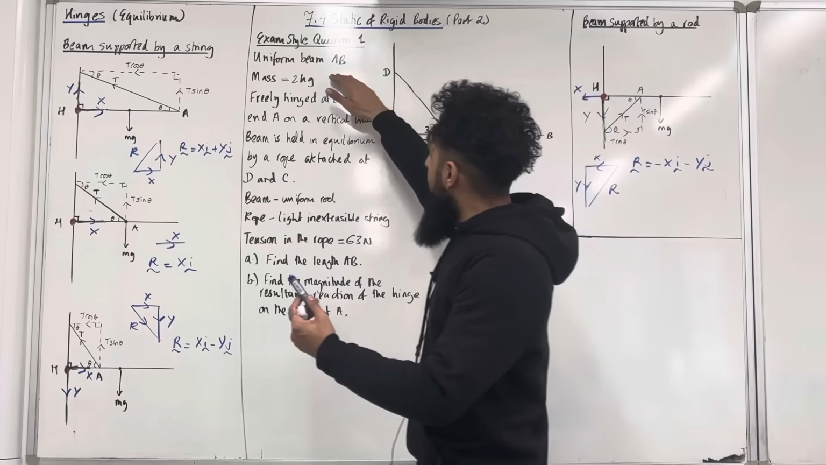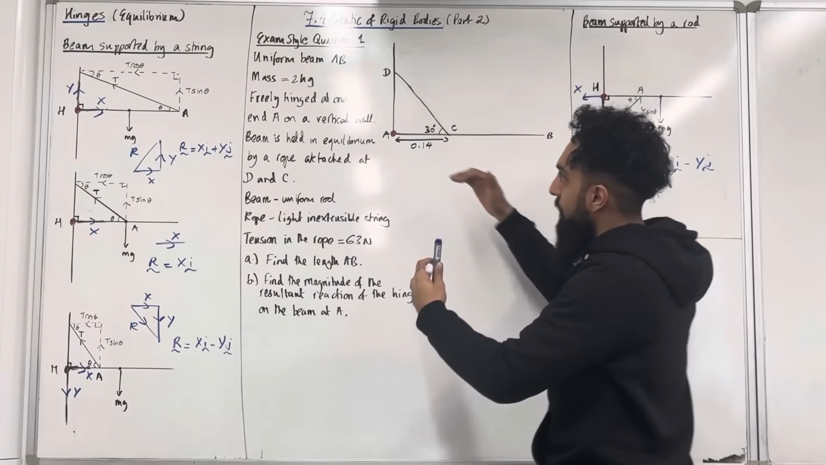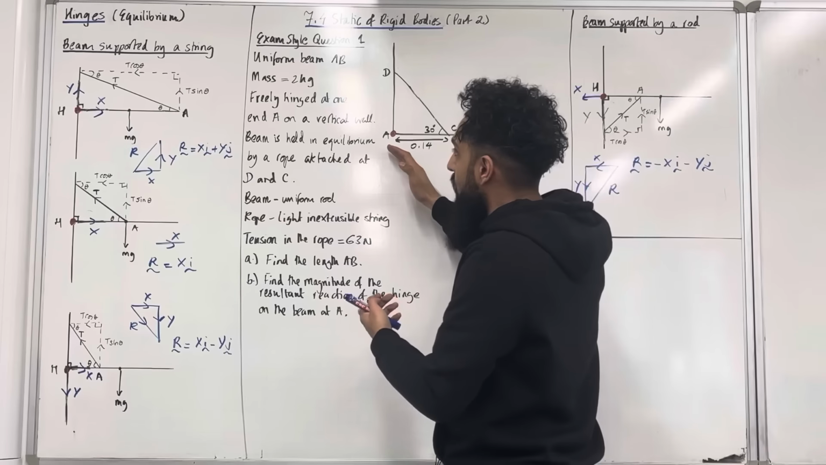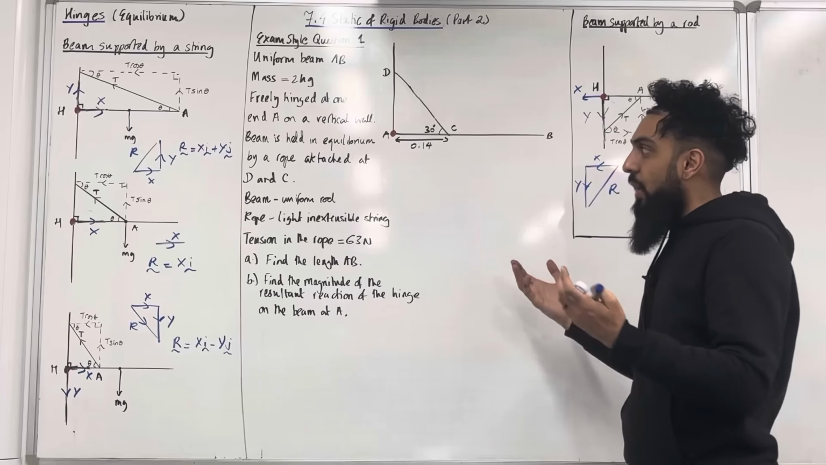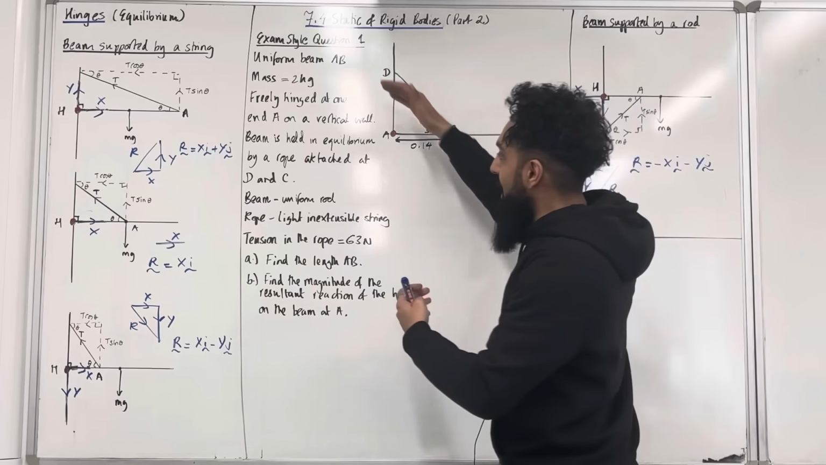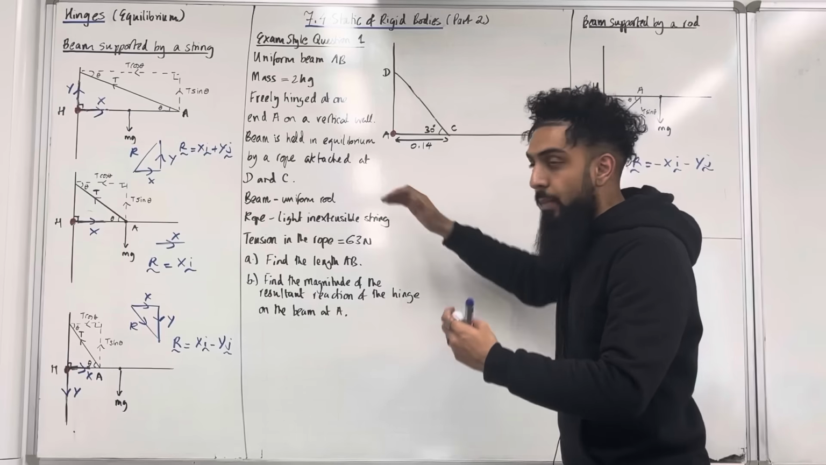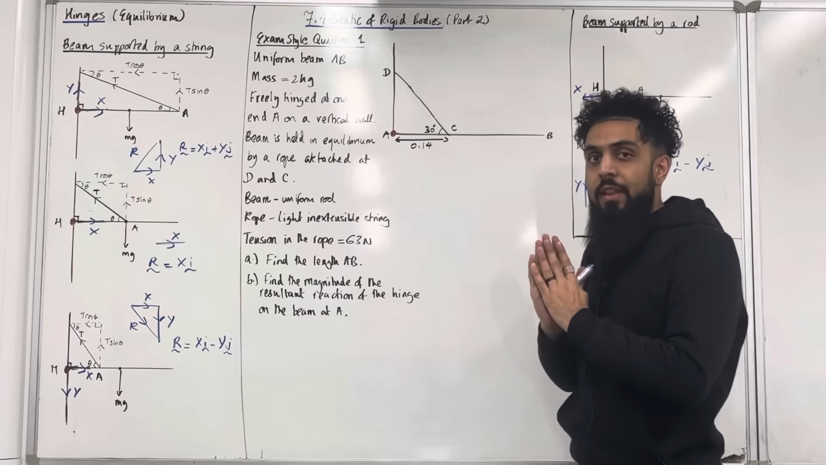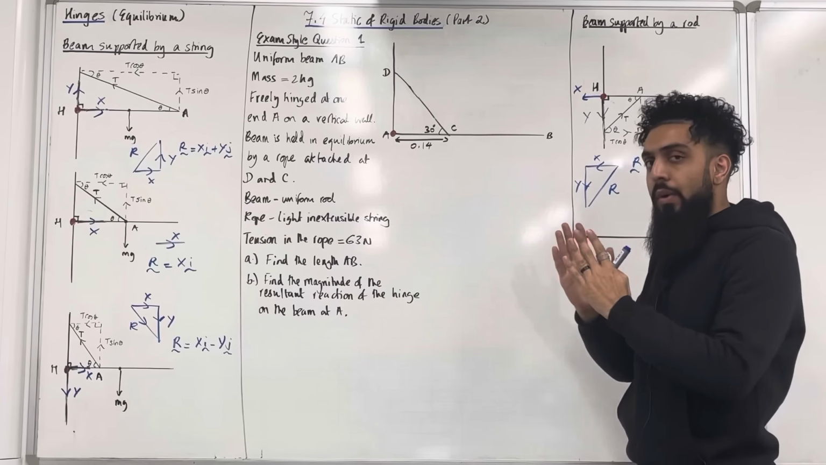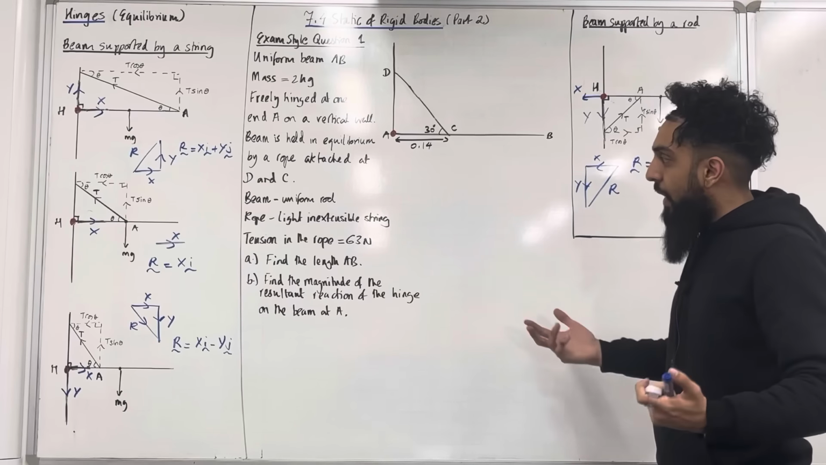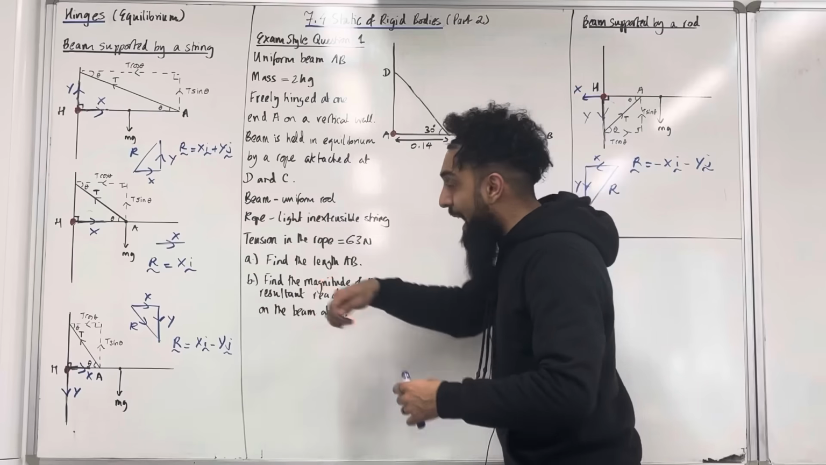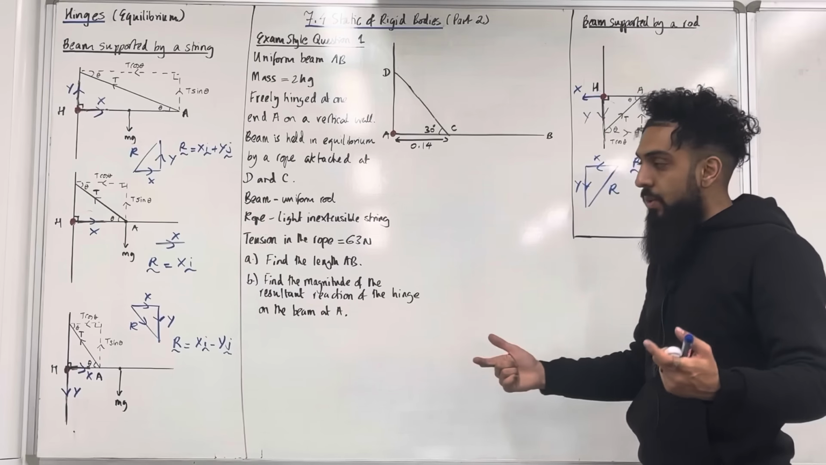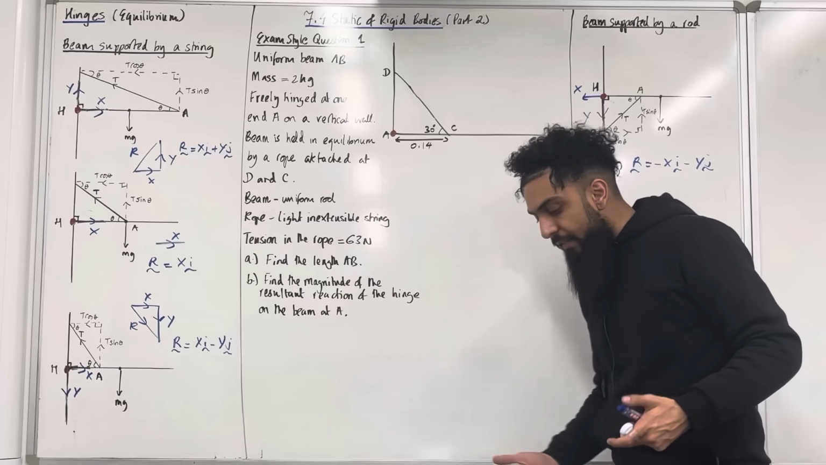So we've got a uniform beam AB. The mass of the beam is 2 kg. It is freely hinged at one end A on a vertical wall. The beam is held in equilibrium by a rope attached at D and C as shown. We're going to model the beam as a uniform rod, which means that the weight of the beam has to act at the center, splitting the overall distance into 2 equal parts. We're going to model the rope as a light inextensible string. The tension in the rope is 63 newtons. Part A, find the length AB.